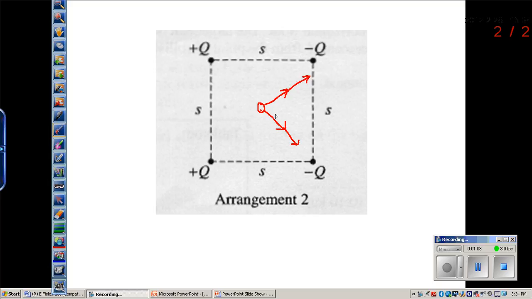So we end up with 4 vectors. These two are added together in the same direction as well as these two. And we have a 90-degree angle between them. So our resultant, which would look something like this, would have an angle between the vectors and the resultant of about 45 degrees. So let's figure out now what would be the strength of the electric field.